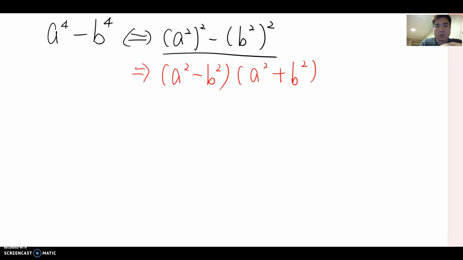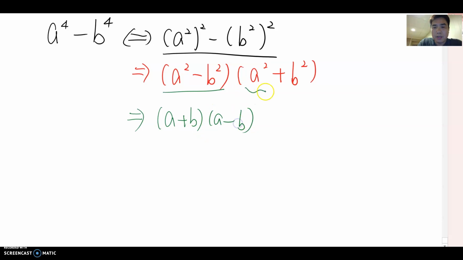Now look at this form again. It is a square minus b square again, right? Therefore you can do it one more time. So this becomes a plus b, and then a minus b. And this one, we concluded from the last video, is prime. It is not factorable if the square power of them has a plus sign. So you just keep a square plus b square. Okay? Then look at this question.